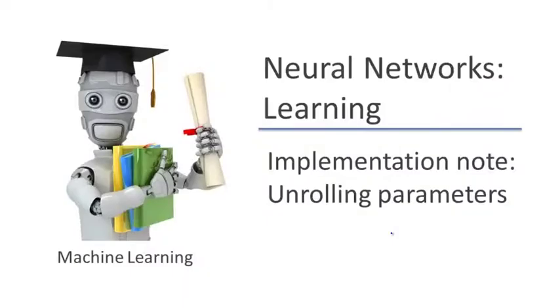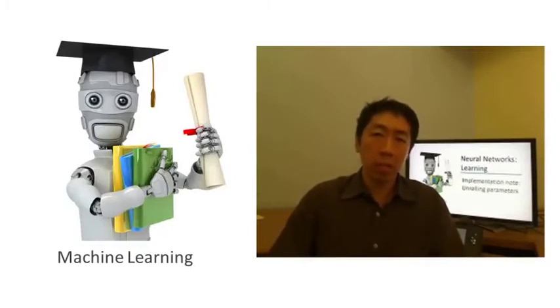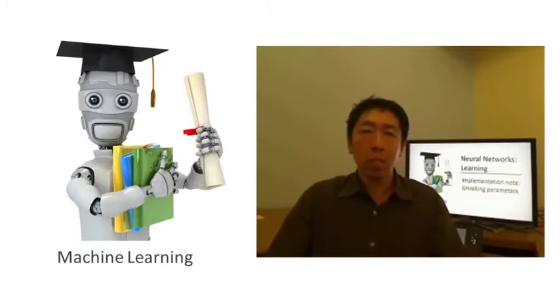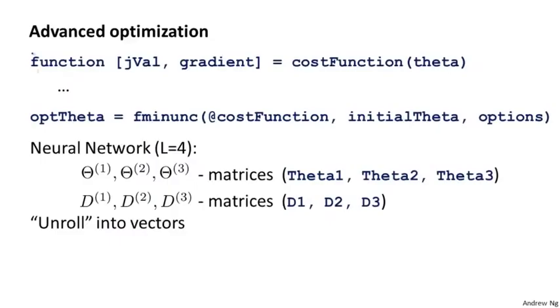In the previous video, we talked about how to use backpropagation to compute the derivatives of your cost function. In this video, I want to quickly tell you about one implementational detail of unrolling your parameters from matrices into vectors, which we'll need in order to use the advanced optimization routines. Concretely, let's say you've implemented a cost function that takes as input parameters theta and returns the cost function and returns derivatives. Then you can pass this to an advanced optimization algorithm like fminunc, and fminunc isn't the only one, by the way.